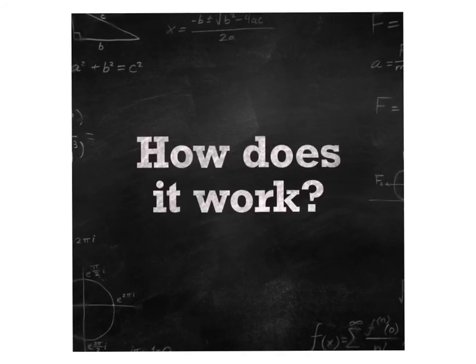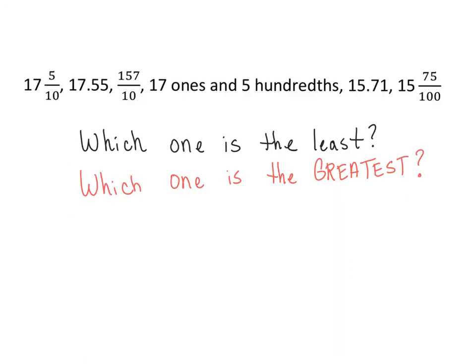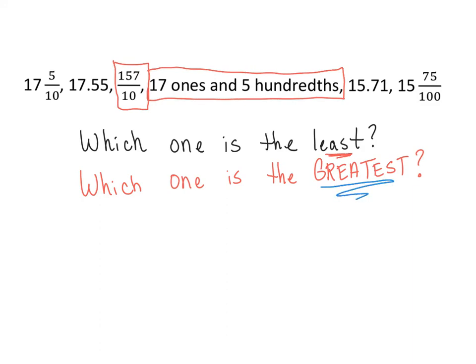All right, guys, now it's your time to see how much you've learned. All right, so you're going to find out which one of these decimals, fractions, mixed numbers, improper fractions. Be careful, this one goes together, like the little mistake that I made, 17 ones and 5 hundredths, that's in unit form. And this one is an improper fraction, so be careful of that one. We want to figure out who is the least and who is the greatest.